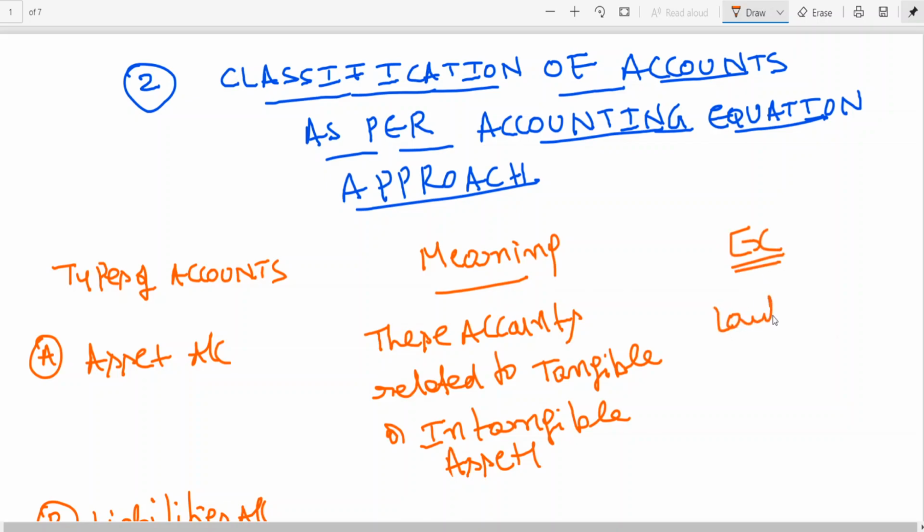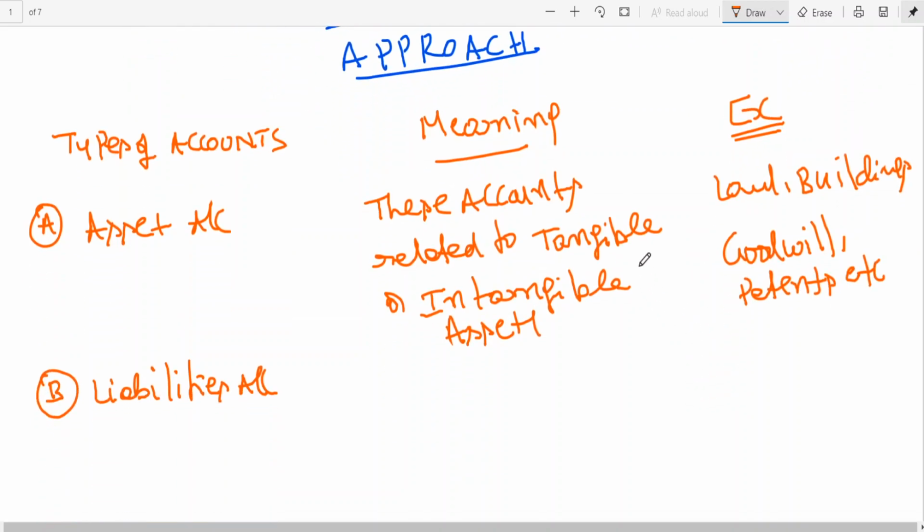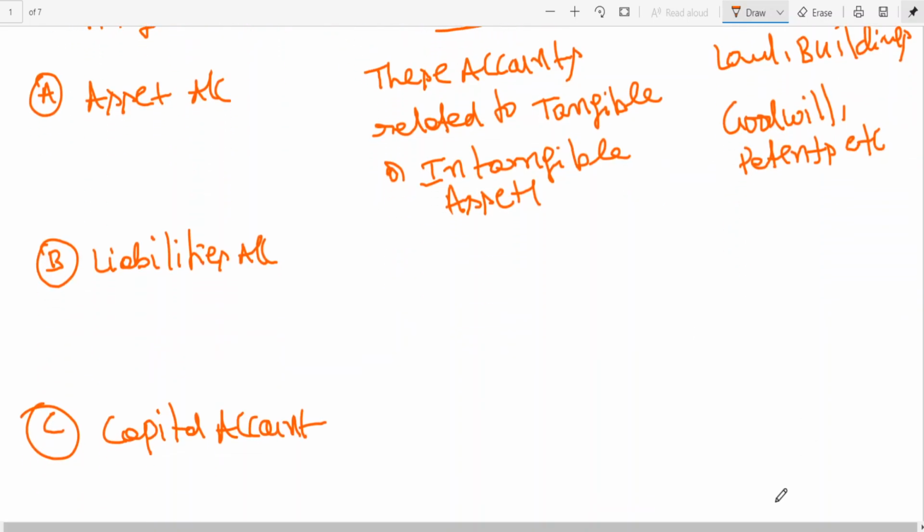Examples: land, buildings. Intangible: goodwill, patents, etc. So this classification is for accounts related to tangible or intangible assets. Example: land, building, goodwill, etc. Okay, are you following this one?